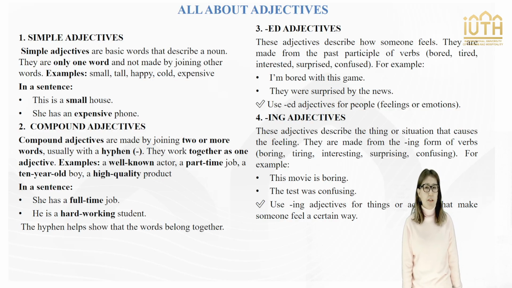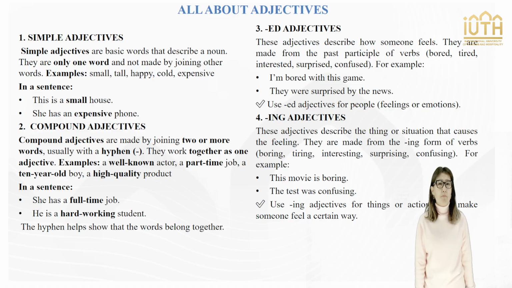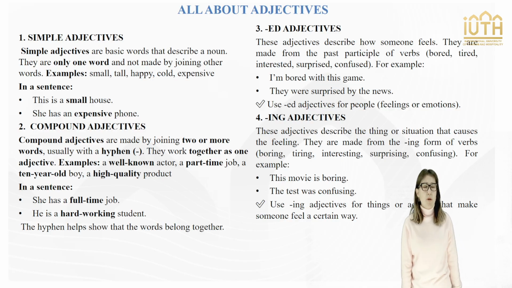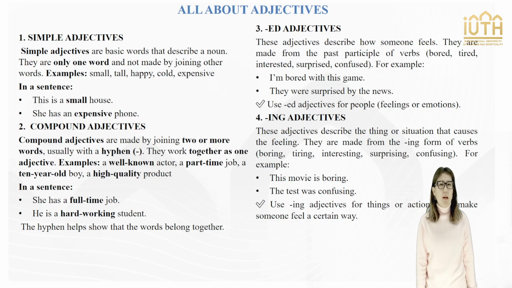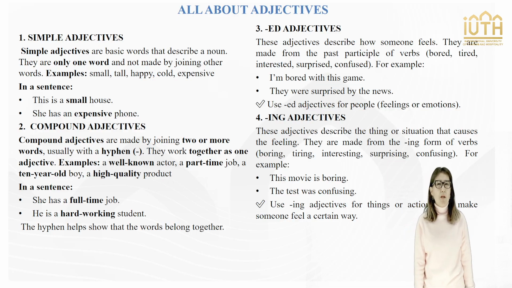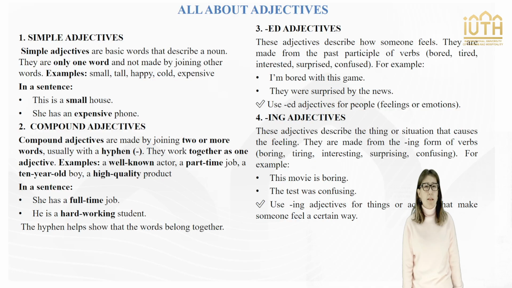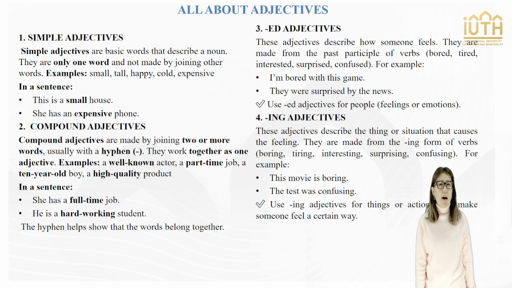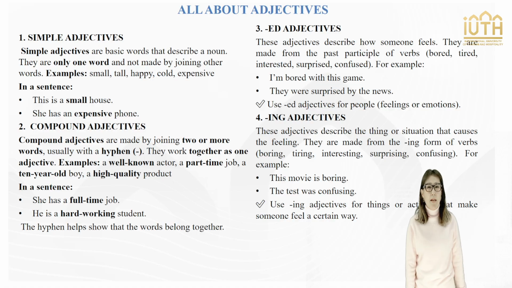Second, compound adjectives. Compound adjectives are made by joining two or more words, usually with a hyphen. They work together as one adjective. Examples: a well-known doctor, a part-time job, a 10-year-old boy, a high-quality product. In the sentence: she has a full-time job. He is a hard-working student. The hyphen helps show that the words belong together.